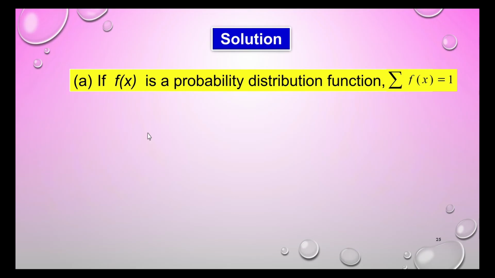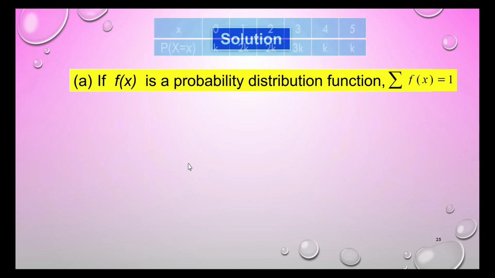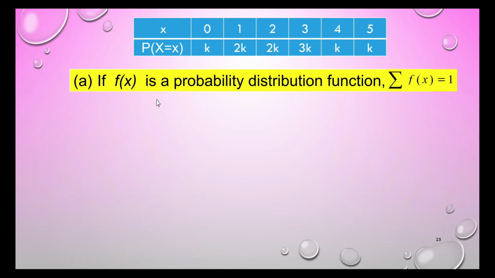Okay, we know that the sum of all the probability is equal to 1. So, from the table given, we get probability x equal 0 is k. Probability x equal 1 is 2k. Probability x equal 2 is 2k. Probability x equal 3 is 3k. Probability x equal 4 is k. And last, probability x equal 5 is k.